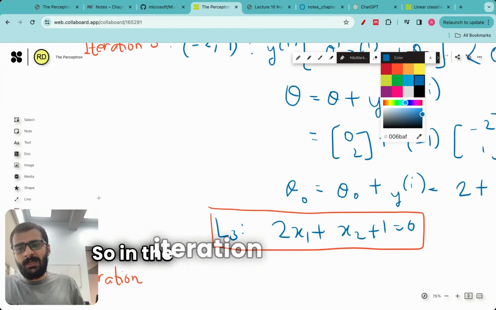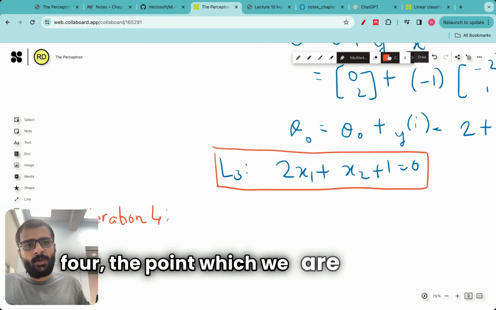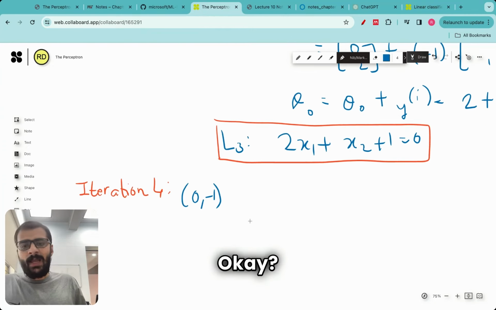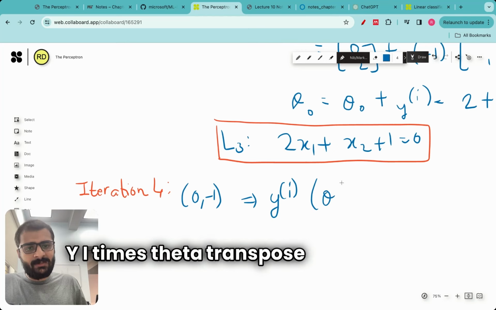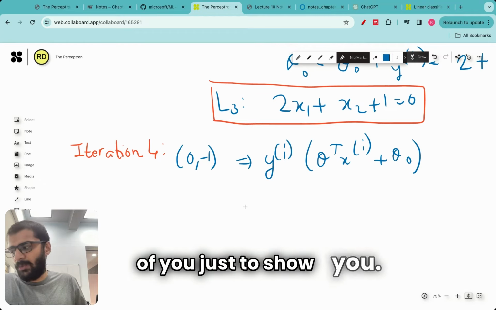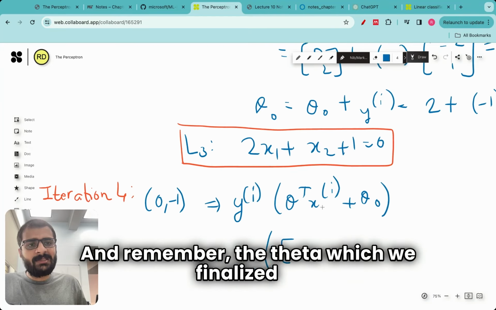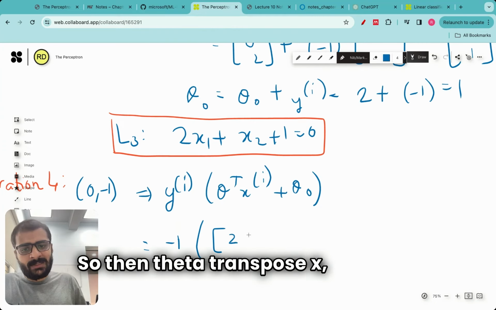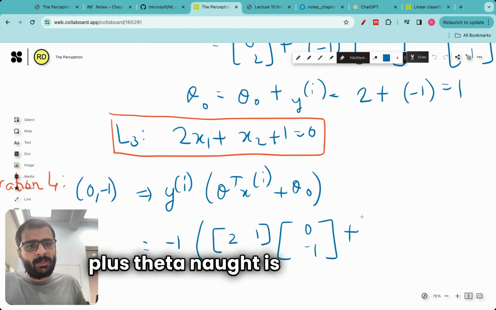Great. So in iteration number 4, the point which we are going to be looking at is 0 comma minus 1. Okay. And let us look at the product like we do always: yi times theta transpose xi plus theta naught. So we know that it passes through the line, but let me compute this in front of you just to show you. So yi will be equal to minus 1. And remember, the theta which we finalized in the last iteration is 2, 1, and theta naught is 1. So theta transpose xi will look like this: 0 comma minus 1, plus theta naught, which is equal to 1.